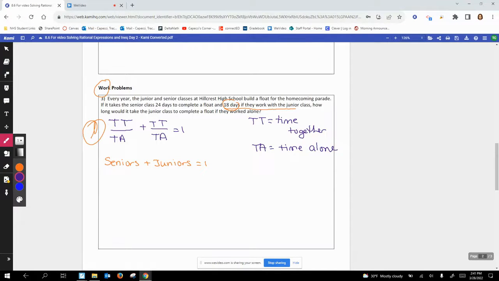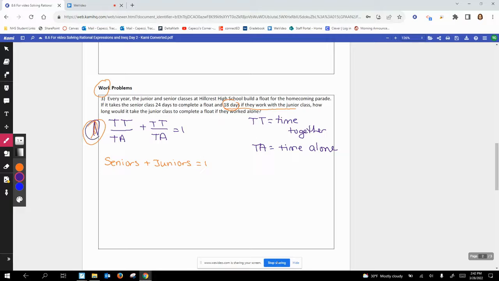Now we're going to take a look at a word problem that is called a work problem because there is work involved. So every year, the junior and senior classes at Hillcrest High School build a float for the homecoming parade. If it takes the senior class 24 days to complete a float and 18 days, that's important, if they work together with the junior class. How long will it take the junior class to complete a float if they work alone?